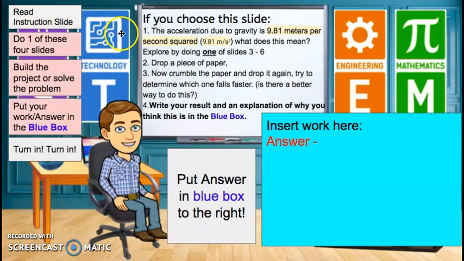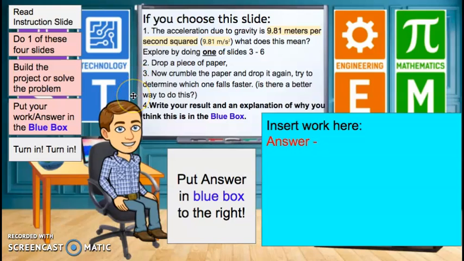Here's our first option to do. If you choose this slide, 1, the acceleration due to gravity is 9.81 meters per second squared. Written like that. What does this mean? Explore by doing one of slides 3 through 6. 2. Drop a piece of paper. 3. Now crumple the paper and drop it again. Try to determine which one falls faster.